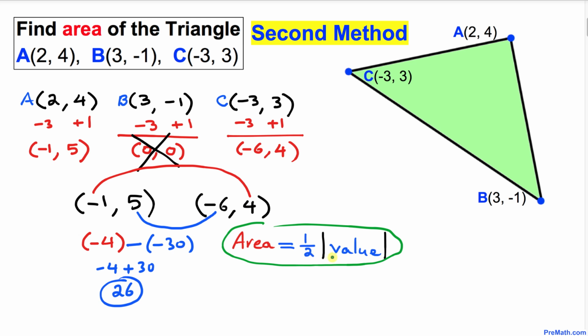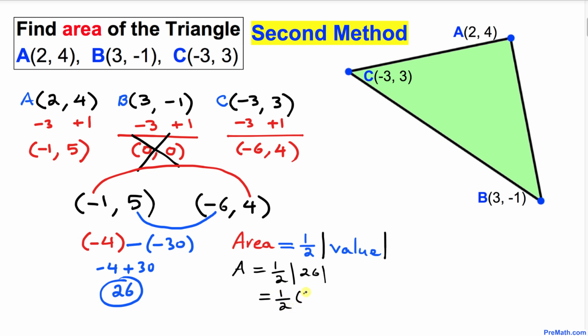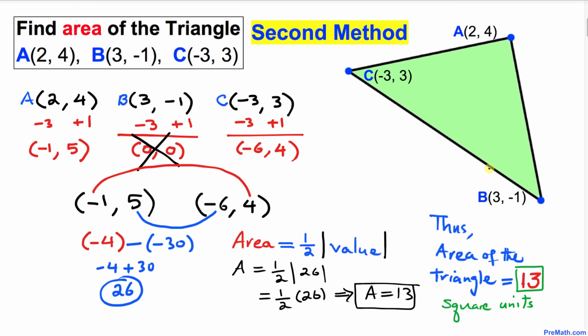Area equals a half times the absolute value of this value, whatever we got, 26. So thus our area is going to be a half times the absolute value of this 26. So a half times 26, that is going to give us area equal to 13. So thus the area of this triangle turns out to be 13 square units, and that's our answer.